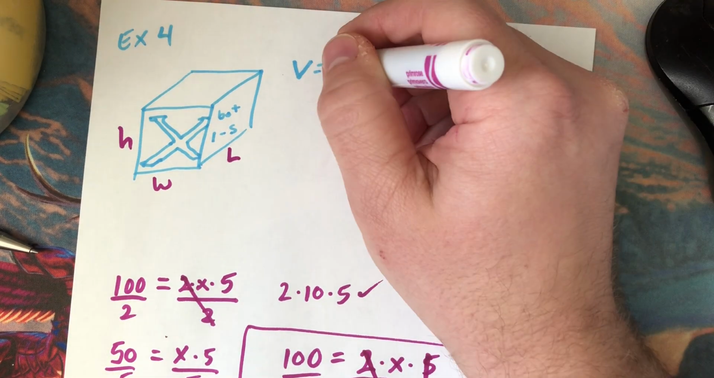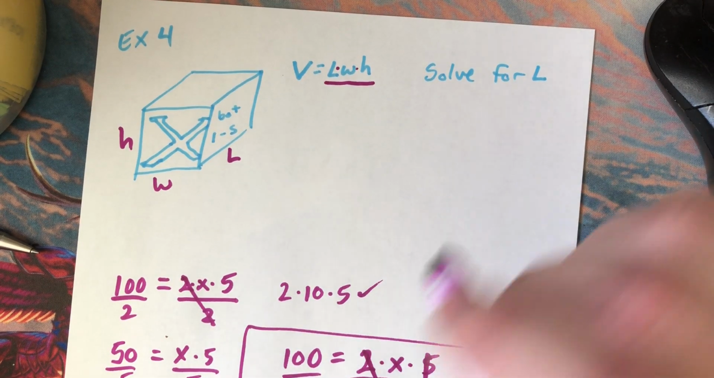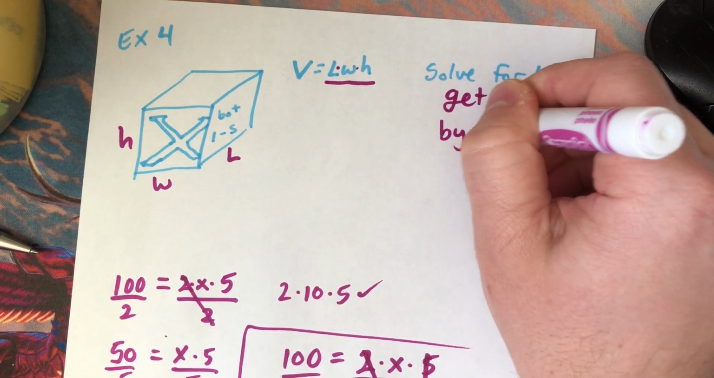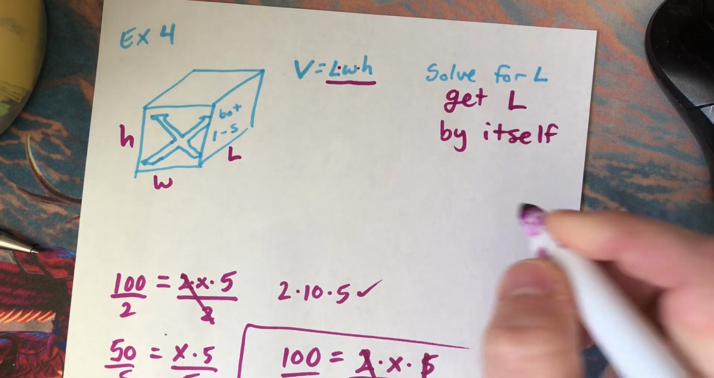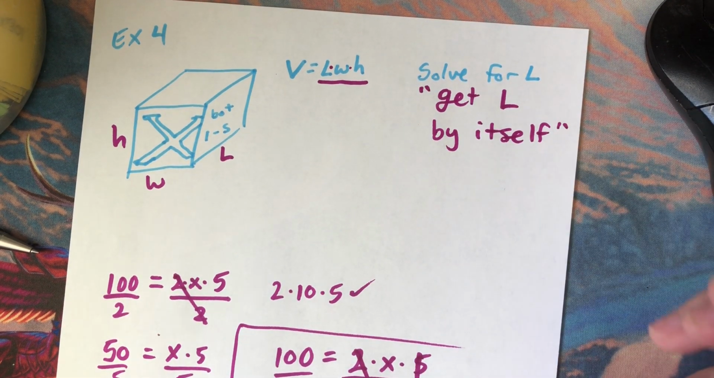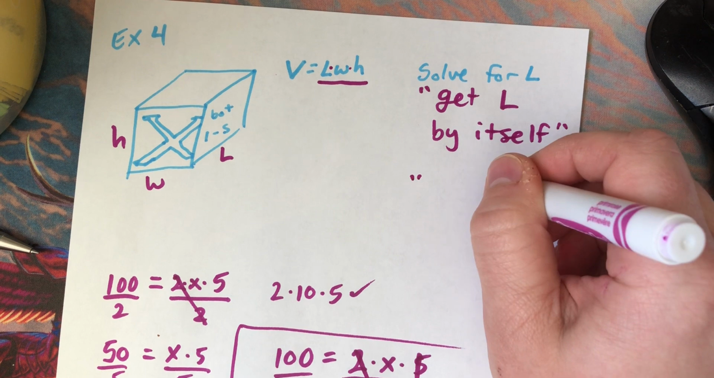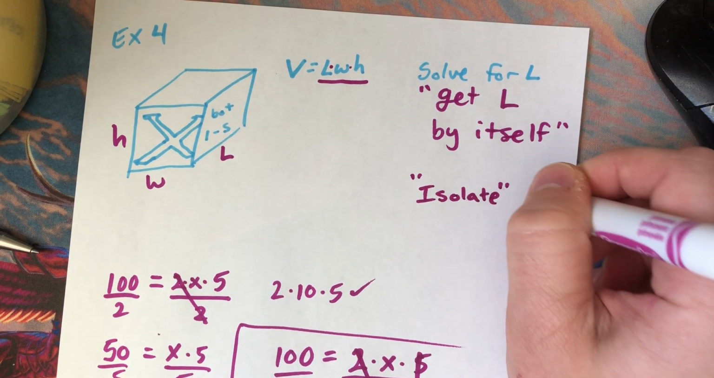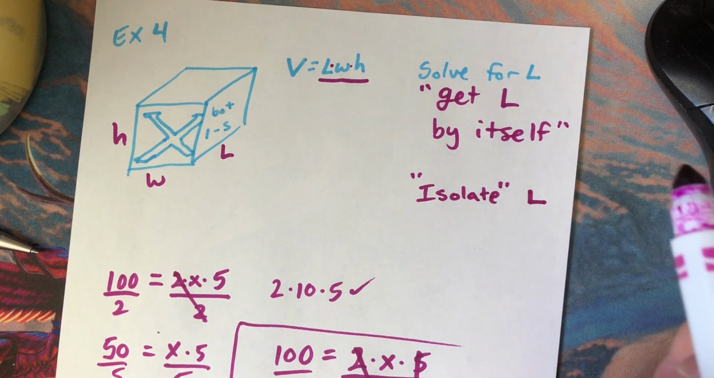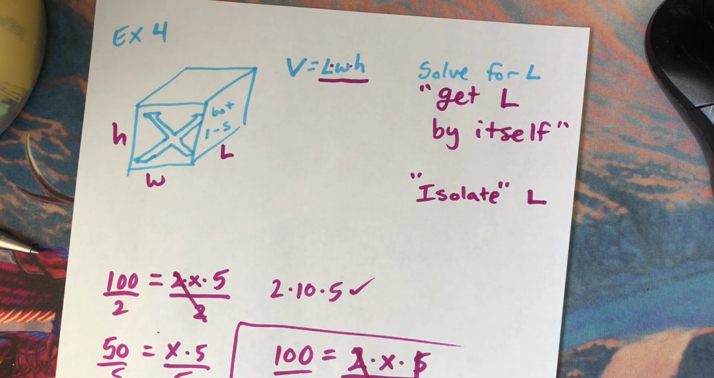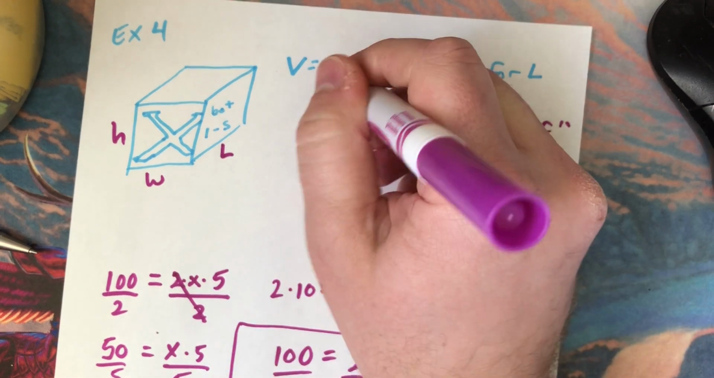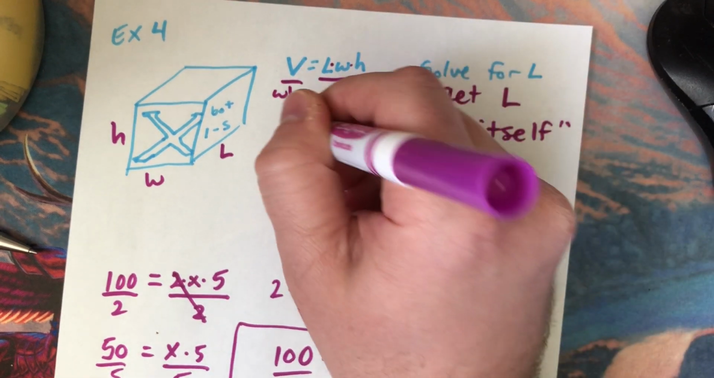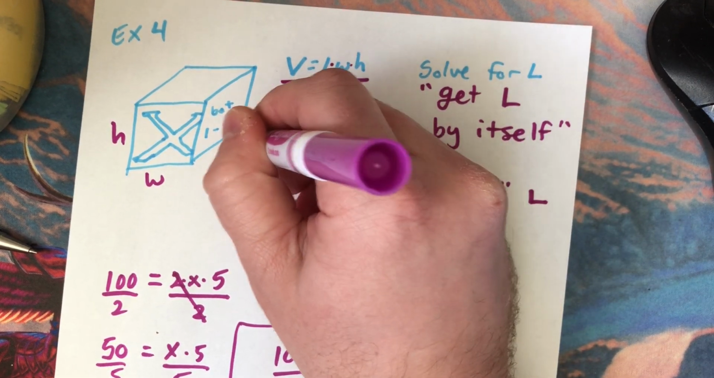So if I want to get L by itself, it says solve for L, right? That means get L by itself. That's one way to say it. The math word for get it by itself is more criminal sounding. Isolate that criminal. So we just divide both sides by W and H at the same time. So we can say L is equal to V over WH.